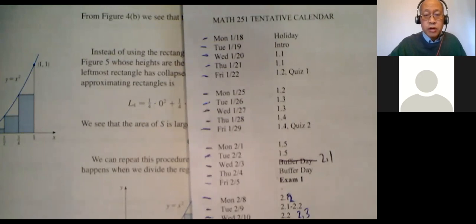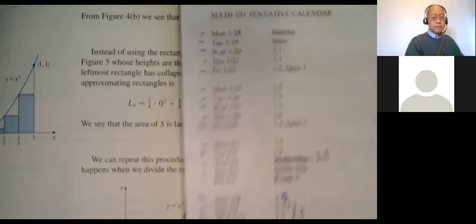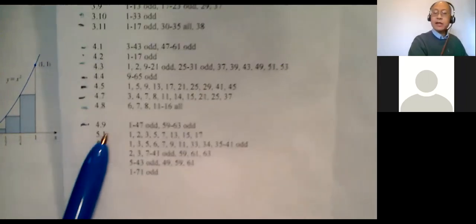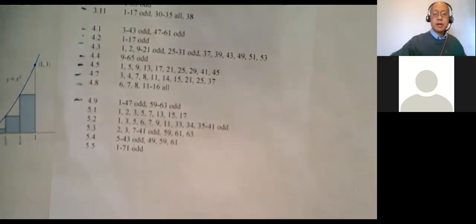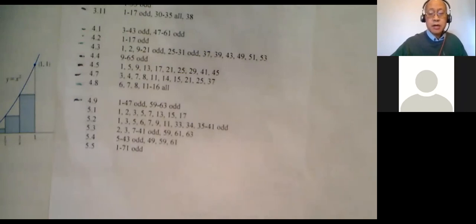So yes, homework, you're only turning in 4.1 to 4.8. You are not turning in 4.9. Okay, not necessary. And yeah, I think everything else is good.